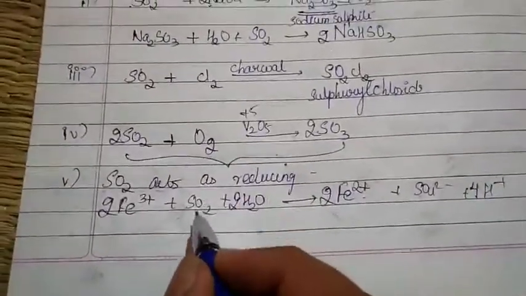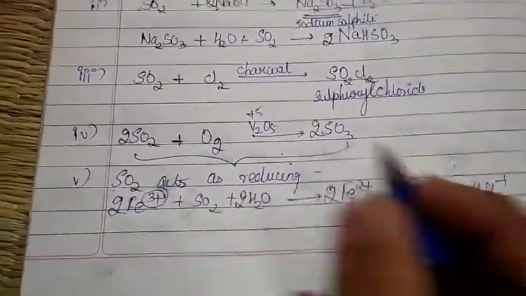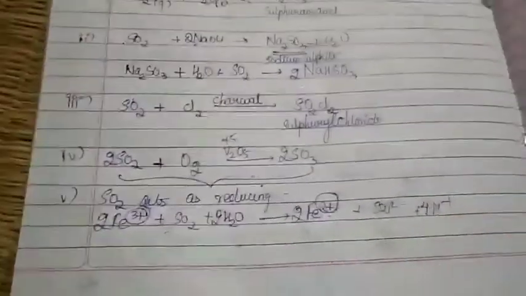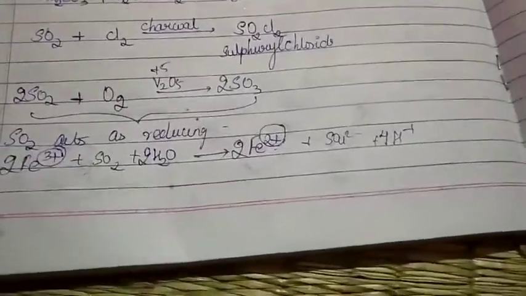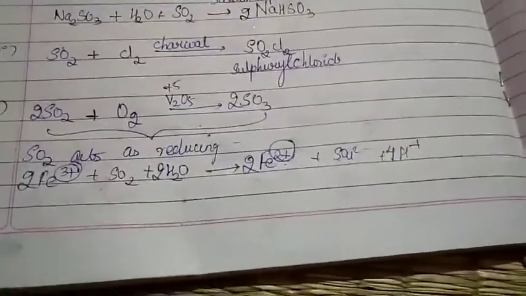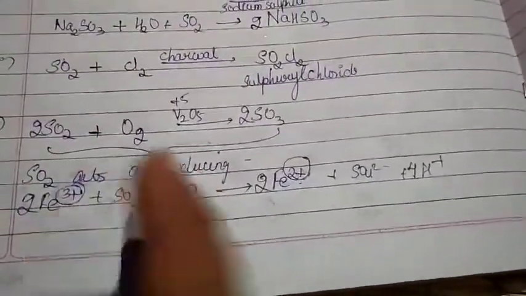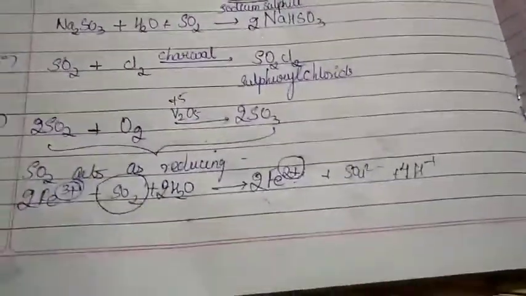So why do we call SO2 a reducing agent? You can just see that Fe3+ has become Fe2+. That is gaining of one electron. So whenever an electron has been gained, we call that reduction. So this was possible in the presence of your SO2.